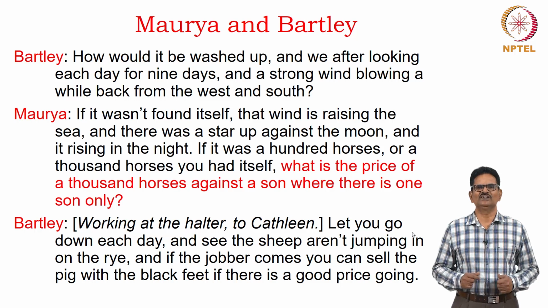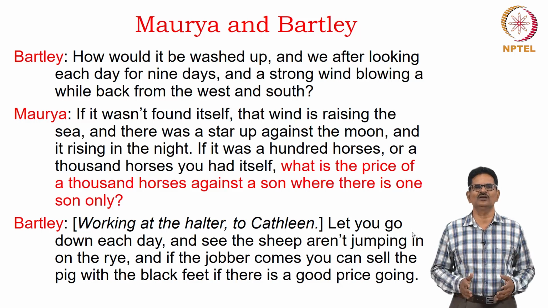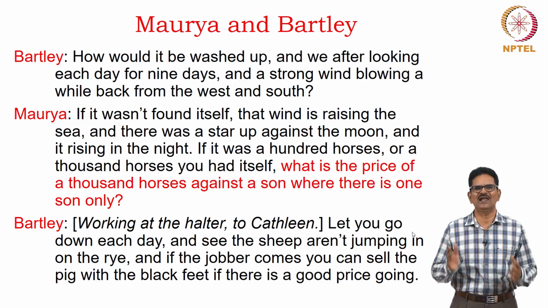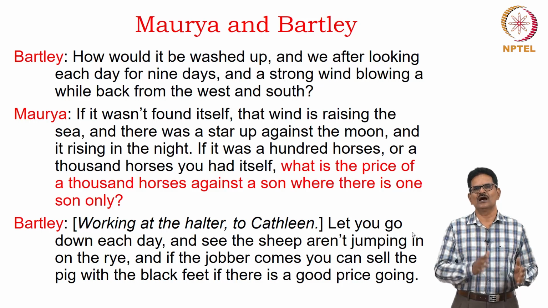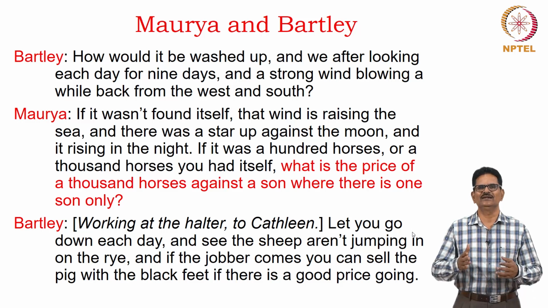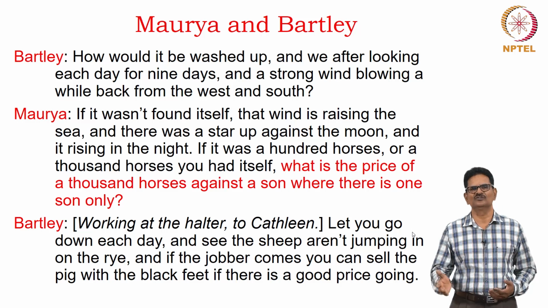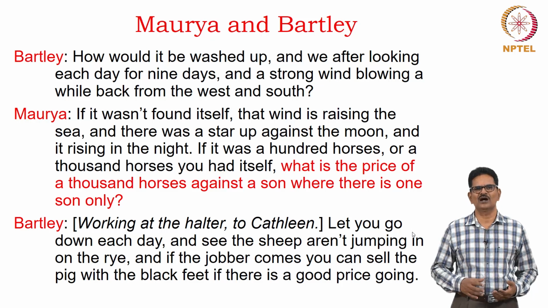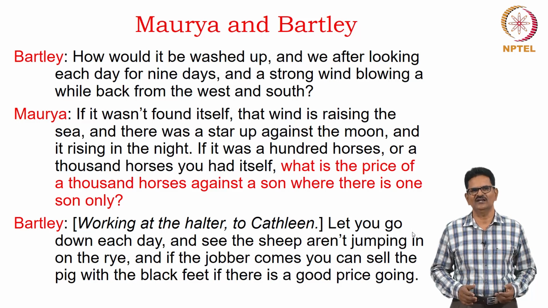He is doing something with the halter, the rope, and he says to his sister, let you go down each day and see the sheep aren't jumping in on the rye, and if the jobber comes you can sell the pig with the black feet if there is a good price going. So now the elder daughter Kathleen is looking after the house. He tells her to think of this sheep and also the pig. If some broker comes, they could sell it for a higher price.